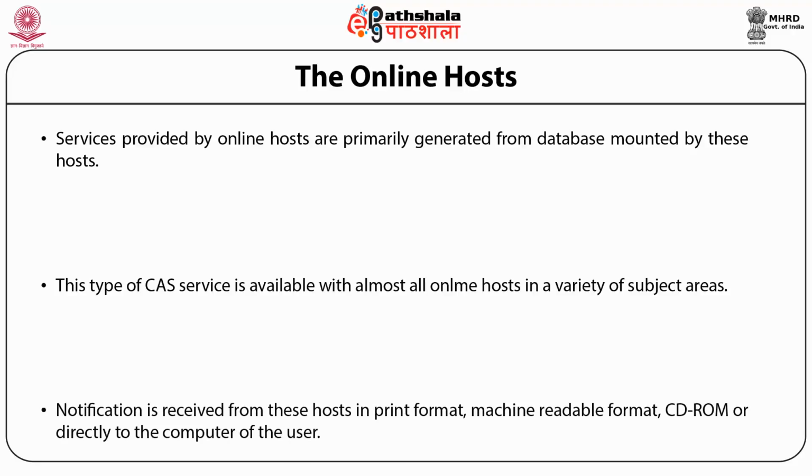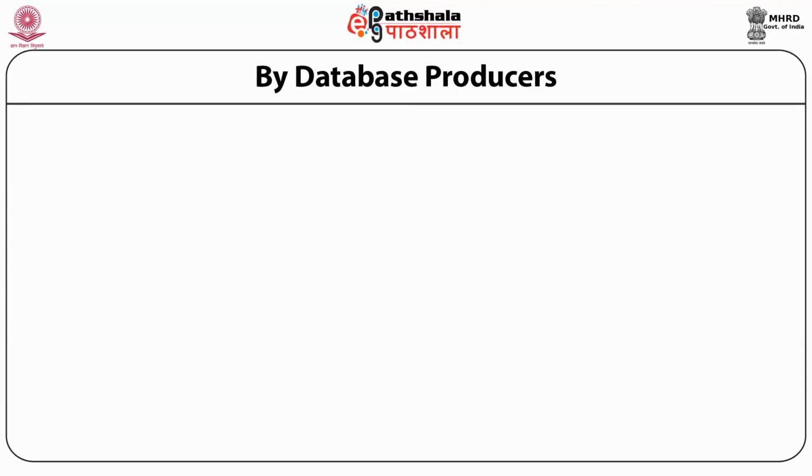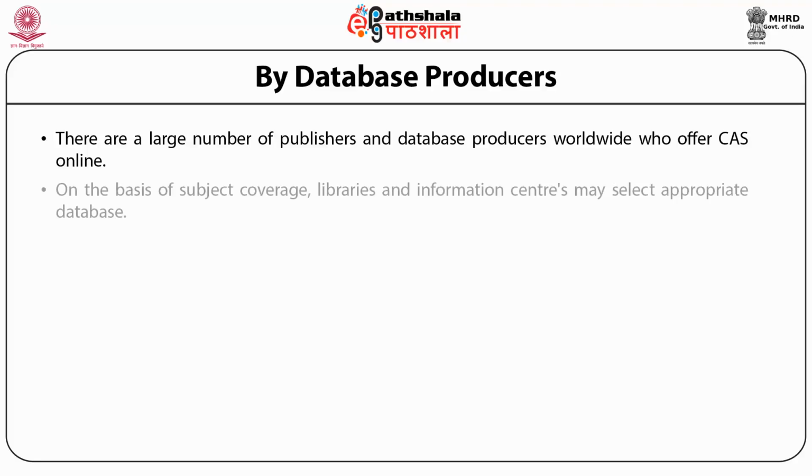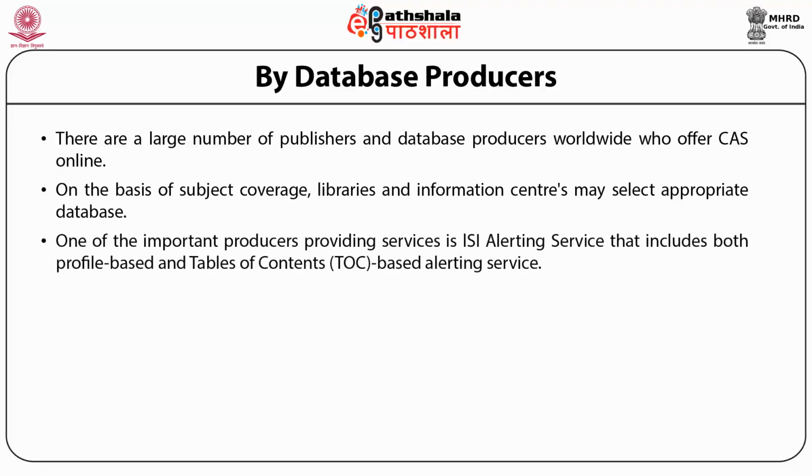Notification is received from these hosts in print format, machine-readable format, CD-ROM, or directly to the computer of the user by database producers. There are a large number of publishers and database producers worldwide who offer current awareness service online. On the basis of subject coverage, libraries and information centers may select an appropriate database.